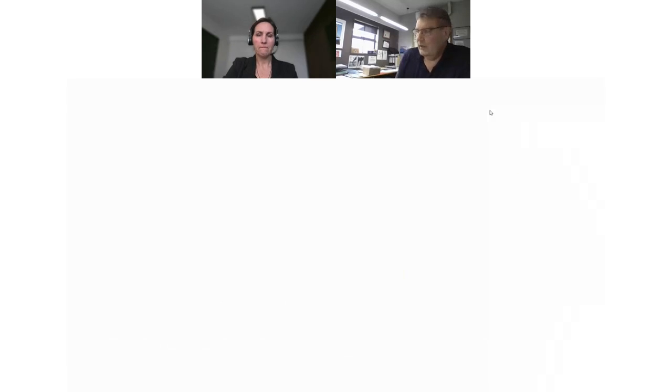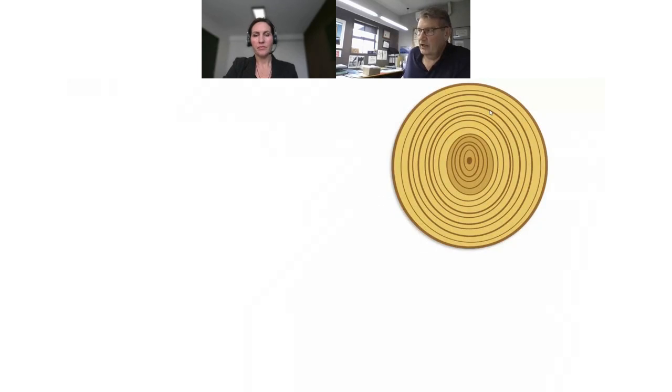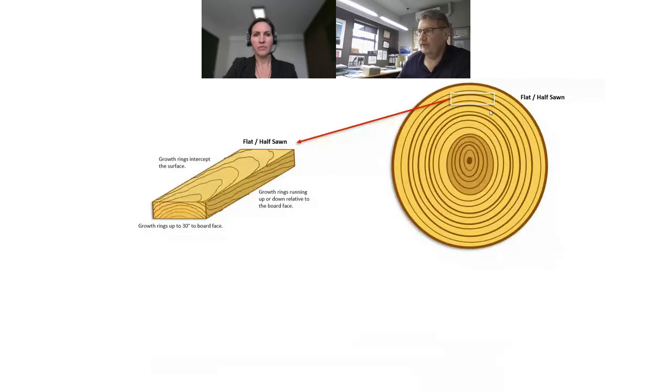So let's have a look in a little more detail at our log. If we chop this piece out and we get a plank of wood, or profile of wood, whatever you want to call it, on the end you get that nice curve going on, down the side you get the stripes, and on top you get these curves, which we call the cathedral effect. That's what's called a flat or half sawn timber profile. Of all the timber profiles, when that gets wet and dries, it's going to move the most. So we're going to call that the most unstable cut of timber.